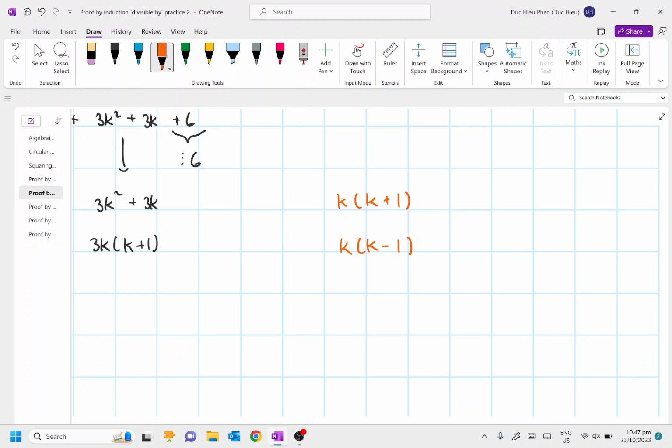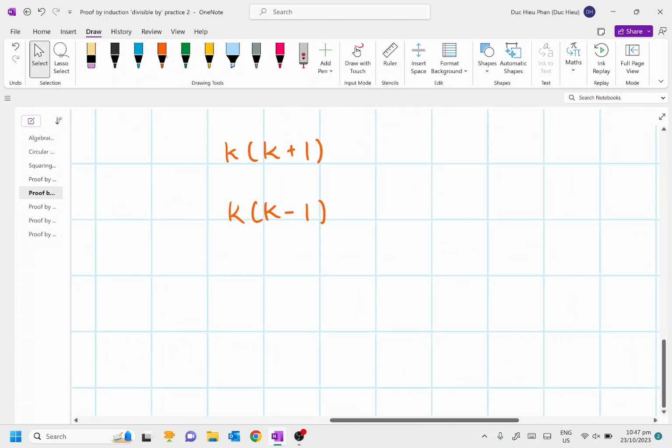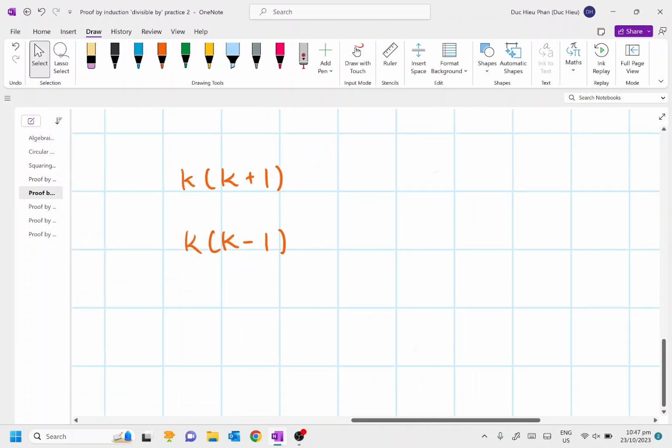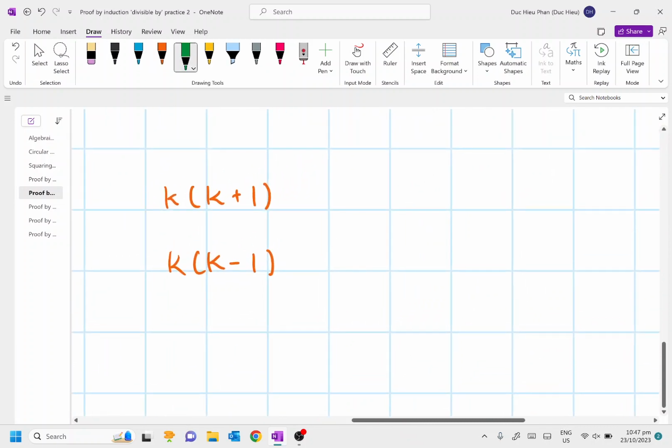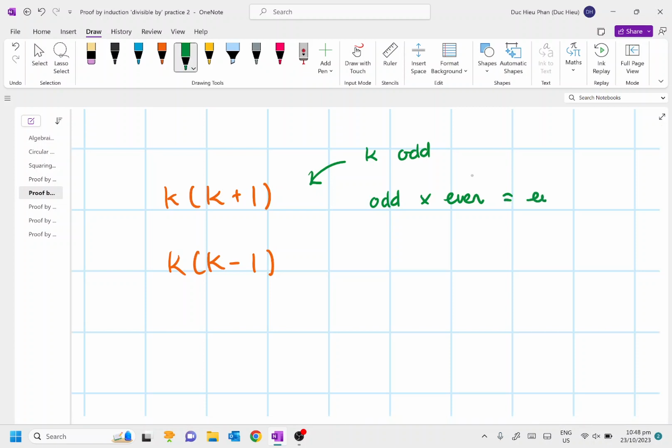When we have a term like this, if we put k as any positive integer, this will always turn out to be an even number. And all even numbers are divisible by 2. Why? I'm just going to explain it real quick. Let's say that k is odd, and we're only going to use the top scenario. What's going to happen is we're going to have an odd number times an even number, because odd number add 1 is even. And an odd times even makes even.